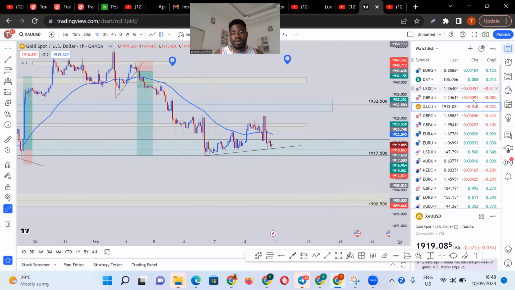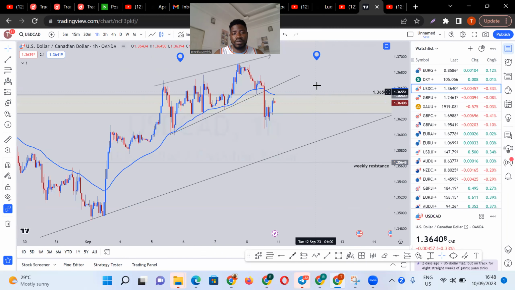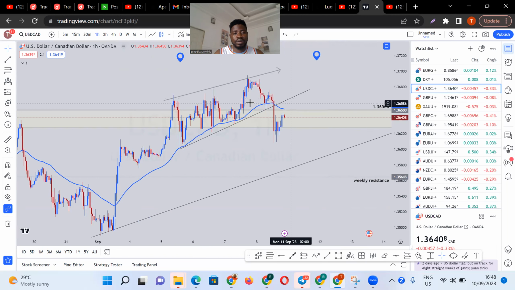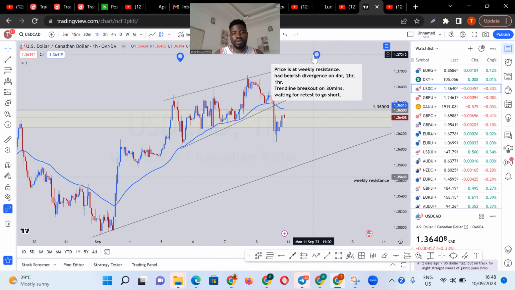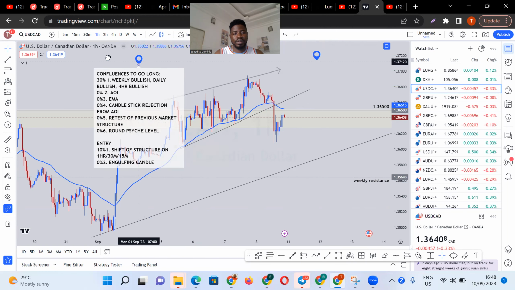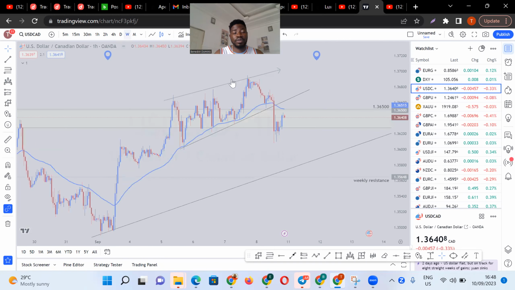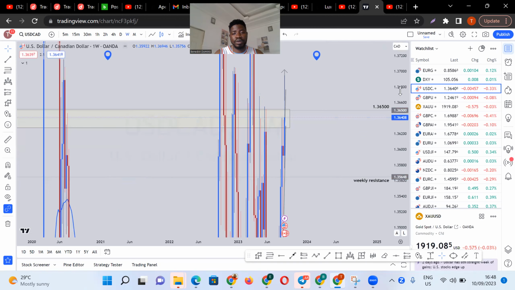Then USD CAD. USD CAD is bullish. Price is at weekly resistance. Okay, that's the main analysis. Everything is bullish. Whatever trade I'm taking here is just with common sense and price action.